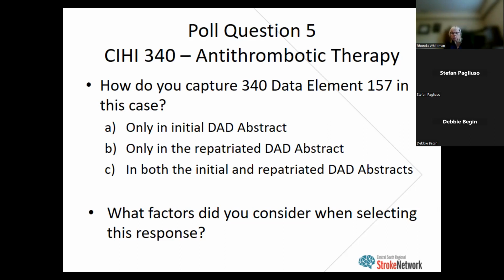We'll end the poll at 1 minute 30. And you can see the results here. 9% would do it in the initial DAD, 32% went in only in the repatriated, and 58% would do it in both the initial and the repatriated DAD abstracts.